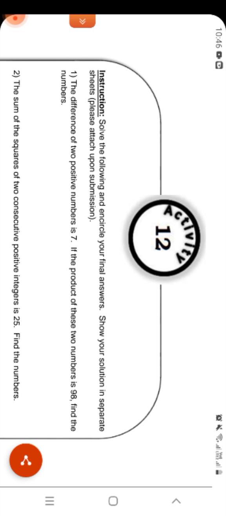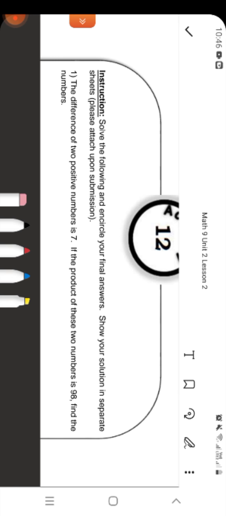problem is read as the difference of two positive numbers is 7. If the product of these two numbers is 98, find the numbers. So whenever you are answering a word problem, look for the key words. So the difference, that means we have to subtract the two numbers, right?